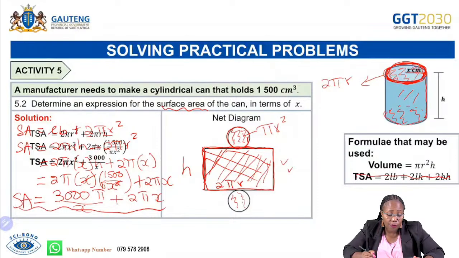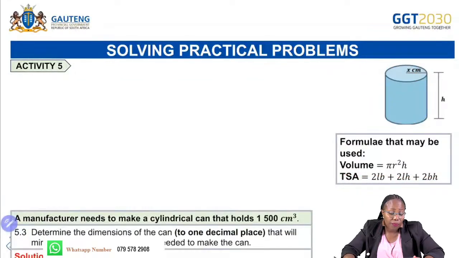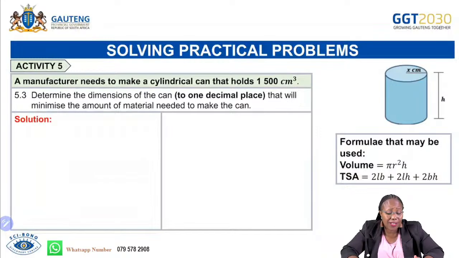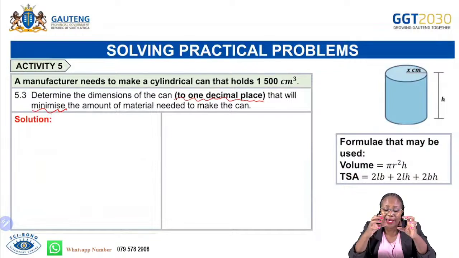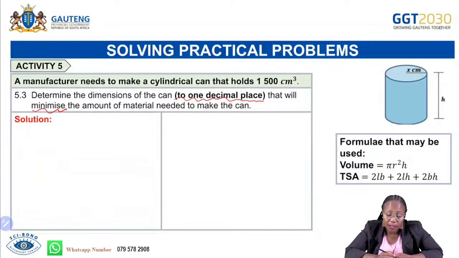And then now let's move on to the next question. In this one, we have to determine the dimensions of the can now to 1 decimal place that will minimize. If you are minimizing, grade 12, that means you are differentiating. Determine the dimensions of the can that will minimize the amount of material. You want to design a can now, and you want to minimize the material that you can use to manufacture that can. So when you minimize, that means you are still going to derive.